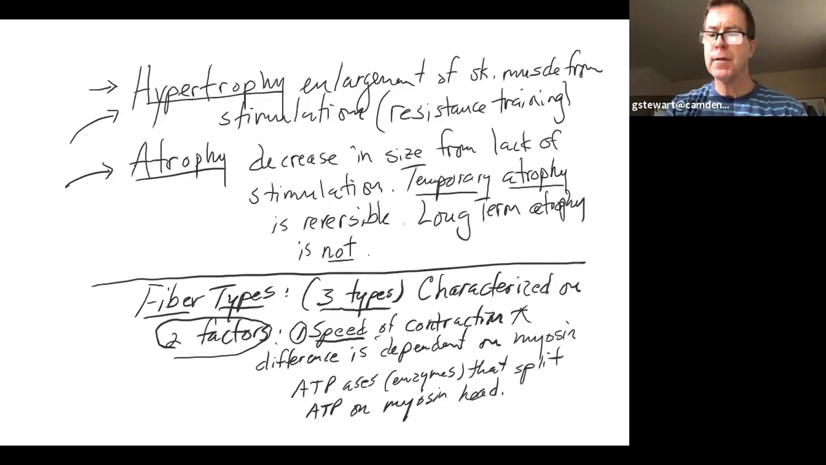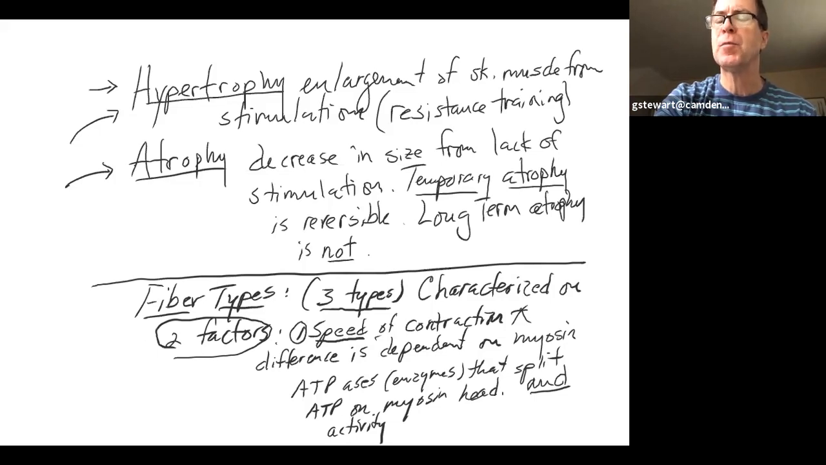So that dictates the speed of contraction of a muscle. The other thing is the activity of their motor neurons, how fast the nerves are. Fast muscles have really fast neurons firing on them, and they also have enzymes, ATPases, that split their ATP molecule very quickly. And activity of motor neurons. So that's speed of contraction.